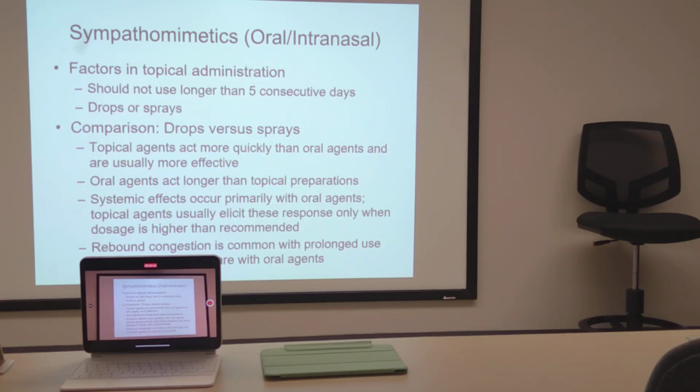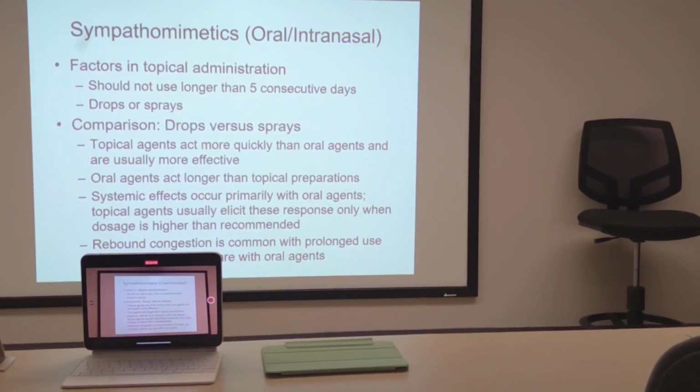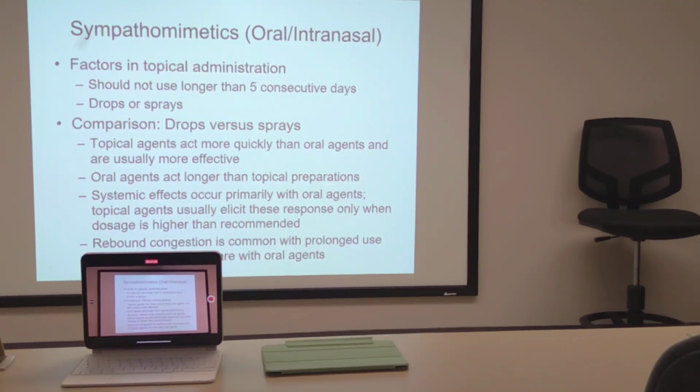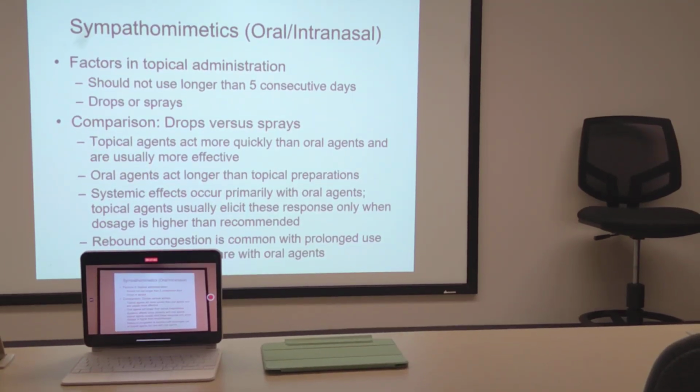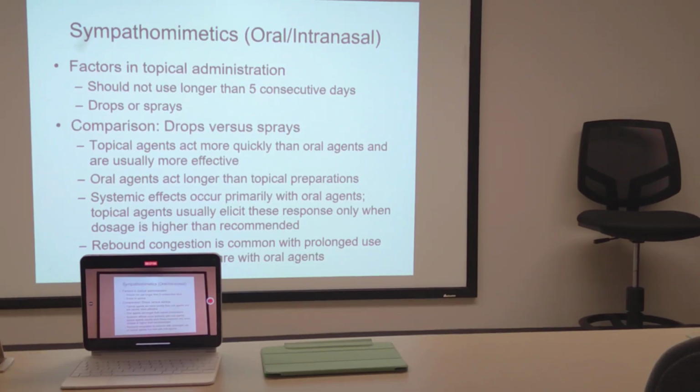Okay. So the topical agents act more quickly than oral agents and are usually more effective. And oral agents act longer than topical preparations. And systemic effects occur primarily with oral agents, and topical agents usually elicit this response only when doses are higher than recommended, and the rebound congestion is common with prolonged use of topical agents, but rare with oral agents.